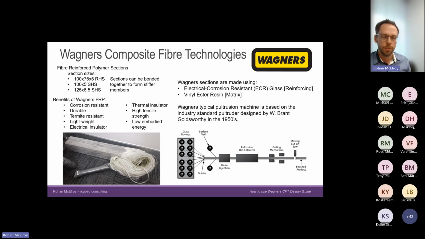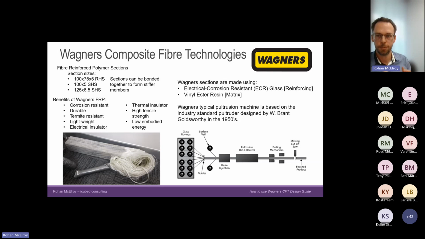For those who don't know too much about FRP, it has some really great benefits in the infrastructure market, especially in marine environments. It's corrosion resistant. It's a 100% non-ferrous solution, so there's no iron in any of the material makeup of the cross-section or the connections. It's durable, termite resistant, and lightweight. There are some applications where we'll actually use composites over steel because of its lightweight nature. And for those working on carbon footprint projects, it has a low embodied energy. I'd recommend you have a read through the section in the design guide about the embodied energy for the composite material itself.